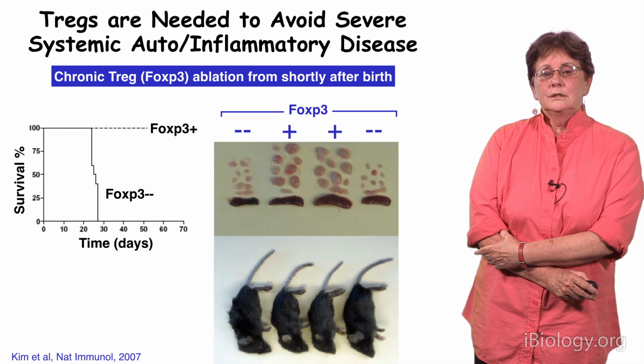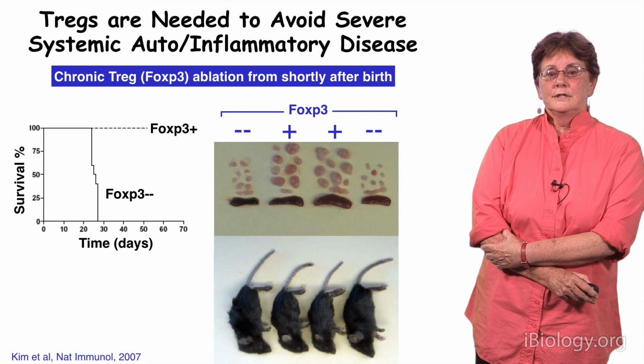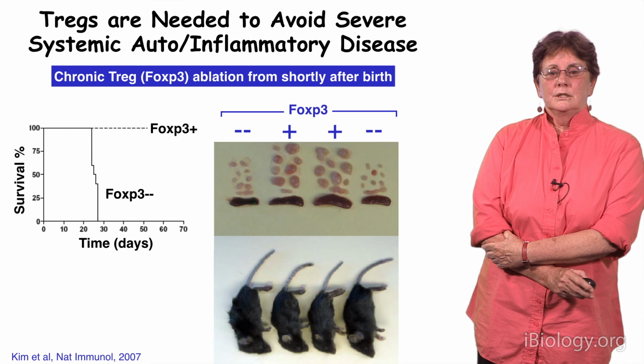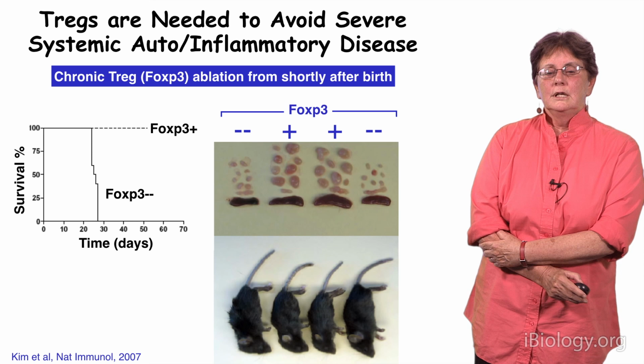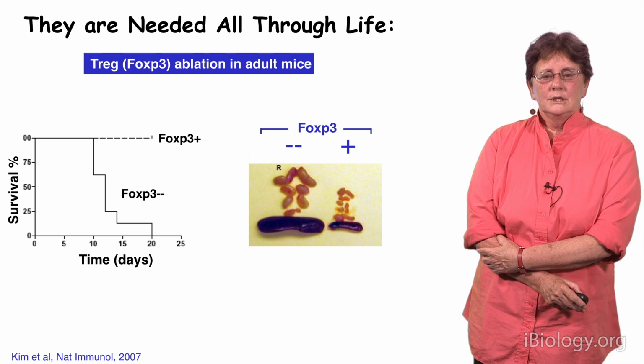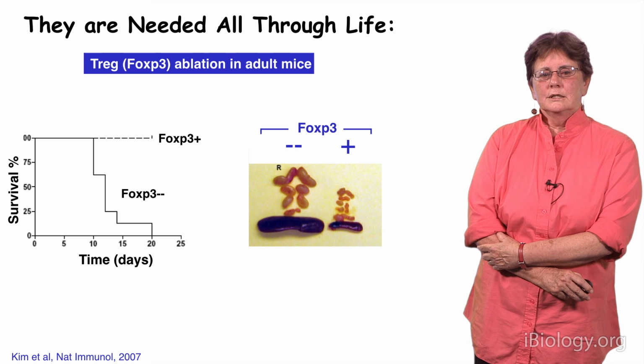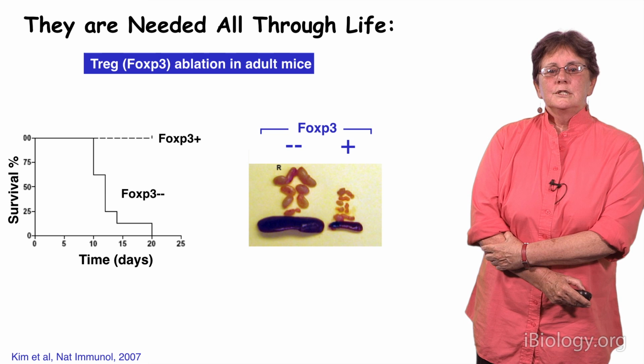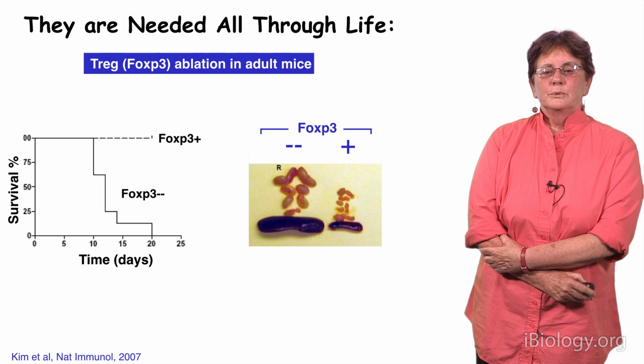They died before 25 days of age, and they had massive expansion of immune cell populations in the spleen and the lymph node. And you can see in the bottom picture that they're actually quite small and wasting away. In fact, you can wait until the mouse becomes an adult, so it's had Tregs during this whole time, and then just deplete Tregs in an adult mouse, and within a week or so, these mice will also develop a very severe and fatal autoinflammatory disease.